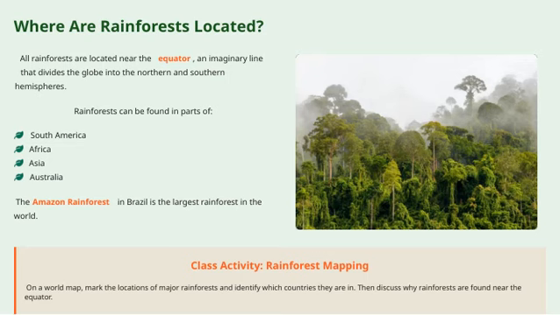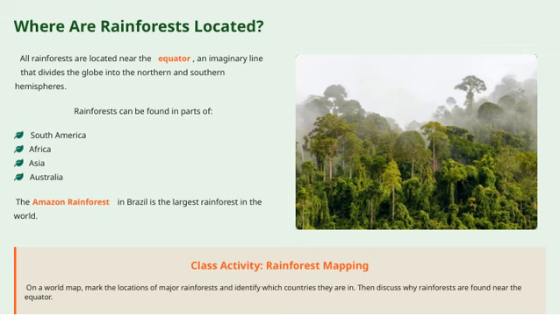Where are rainforests located? Well, all rainforests are found near the equator, which is an imaginary line that runs around the middle of the Earth, dividing it into the northern and southern hemispheres. This region has the perfect climate for rainforests to thrive. You'll find rainforests in parts of South America, Africa, Asia, and even Australia. The Amazon rainforest, which is in Brazil, is actually the largest rainforest in the world. It covers a huge area and is incredibly rich in biodiversity.